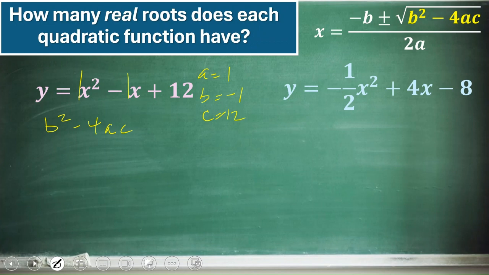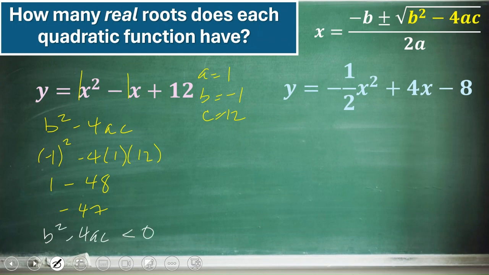Okay, so I'm going to go ahead and substitute. Because all of b is squared, I need to make sure when I put my -1 in, I put parentheses around it because the negative is being squared as well. When I do that, -1 squared is 1, minus 4 times 1 times 12. That gives me -48. 1 minus 48 is -47. What that means is that my discriminant, b squared minus 4ac, is less than 0. That means I have 0 real solutions.